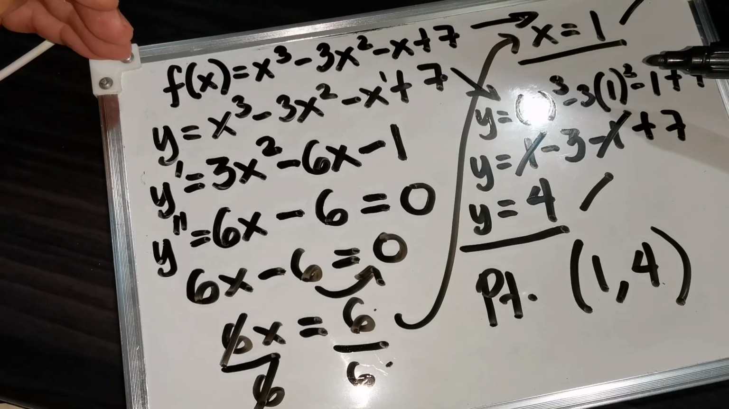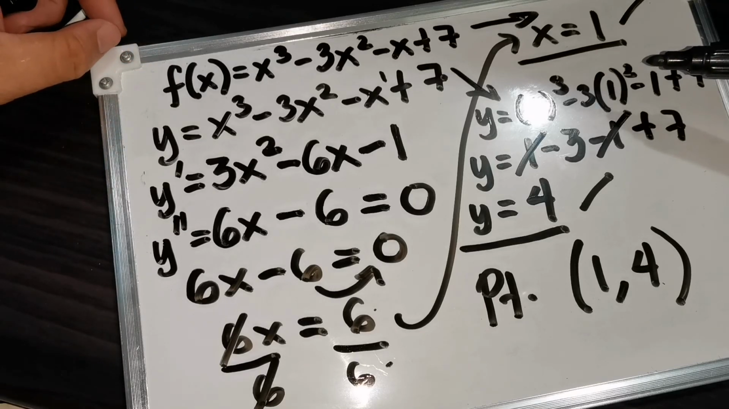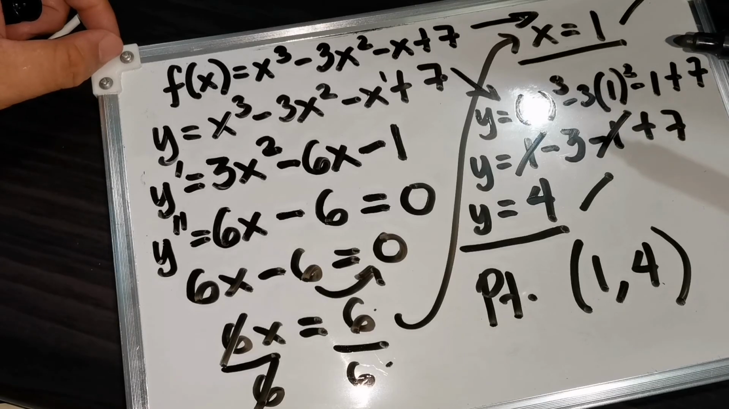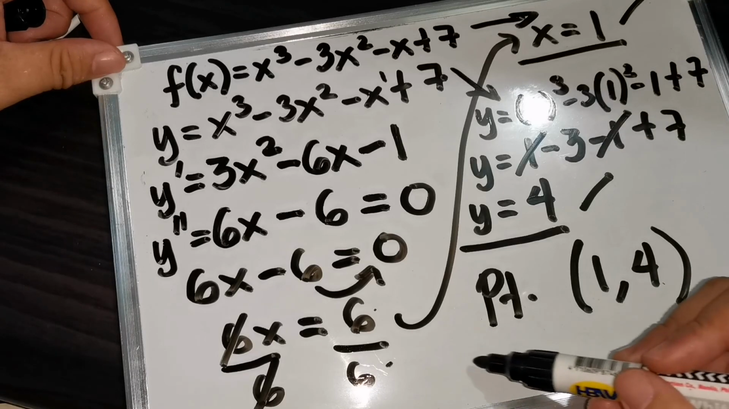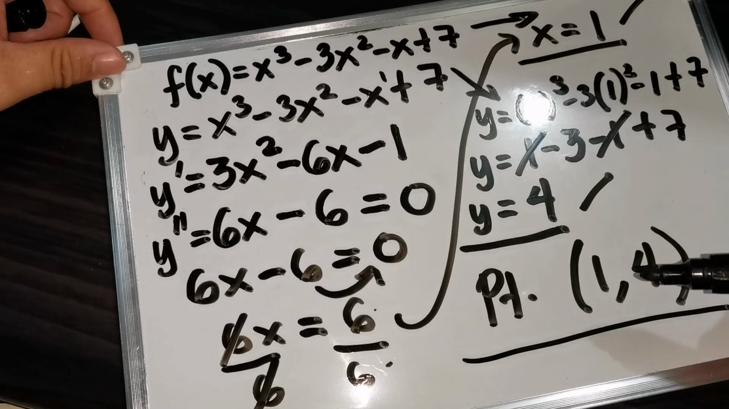So with this given function, our final answer for the point of inflection will be equal to 1 and 4, both positive.